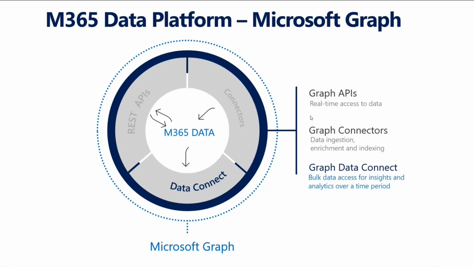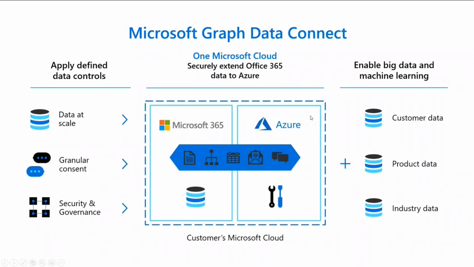The advantages of using Microsoft Graph Data Connect, well, the first one is the data at scale. The REST APIs are not really built to be able to go and extract millions and millions of rows of data to be able to generate analytics and insights. Microsoft Graph Data Connect is built for this specific purpose. So when you're doing Microsoft Graph Data Connect exports of your data, you're not being subject to throttling.